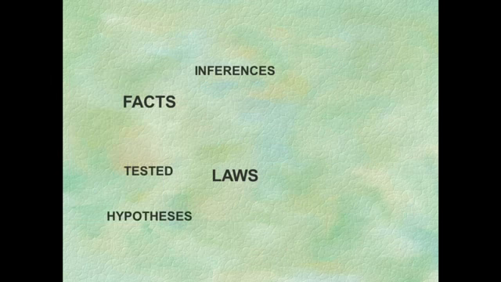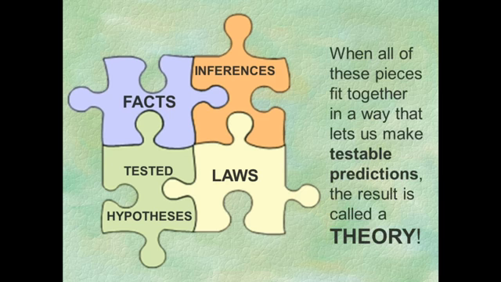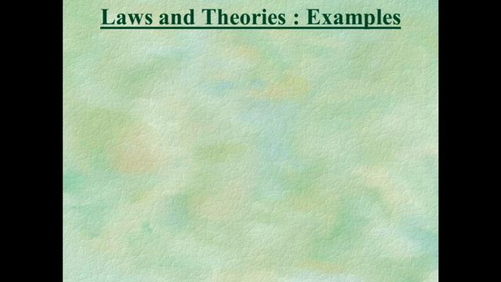Before we do that, I wanted to show you this little picture. So we have facts, which another word for fact, of course, is an observation that's been repeated. We have inferences that come from facts, we have laws, and we have tested hypotheses. All of these fit together, and when we can put all of these different types of knowledge together, when they all interlock and make sense with each other, then we call that a theory. Okay, so here's some examples of some theories, and some of these will be familiar to you, some of them may not.